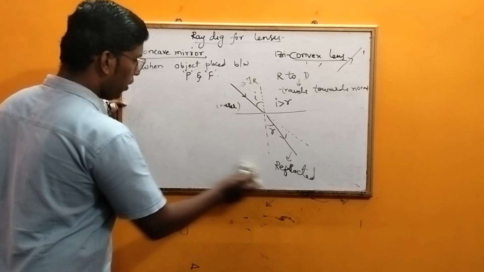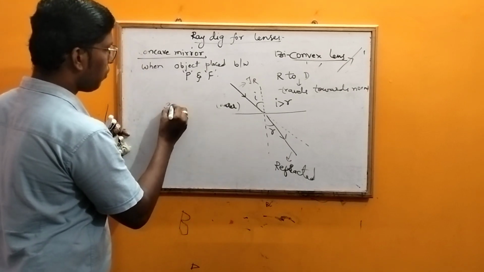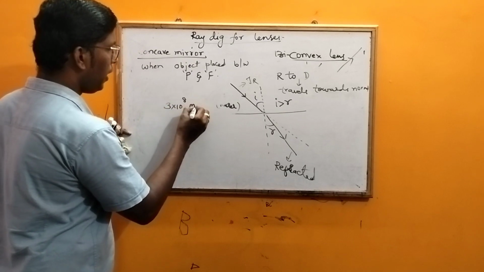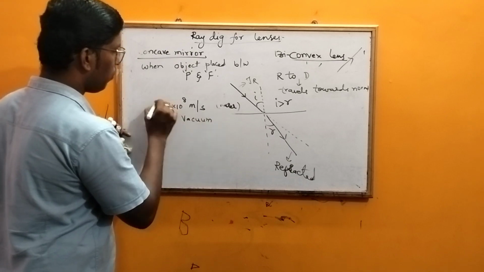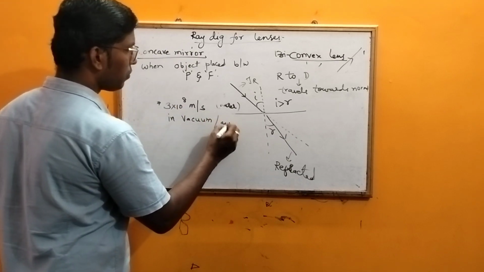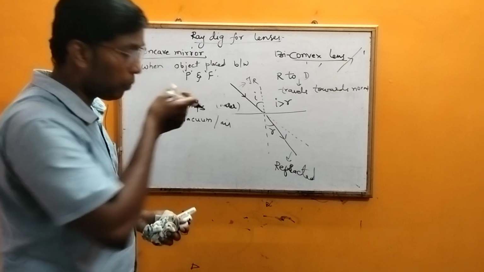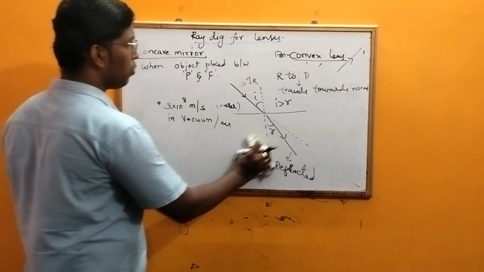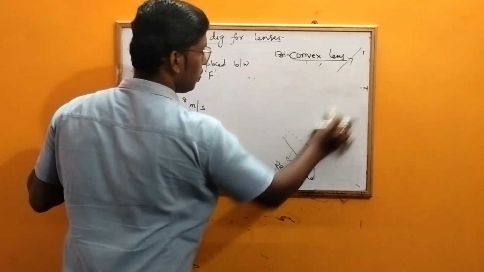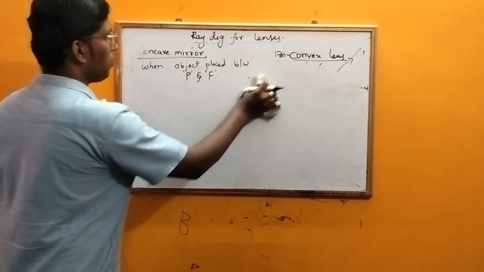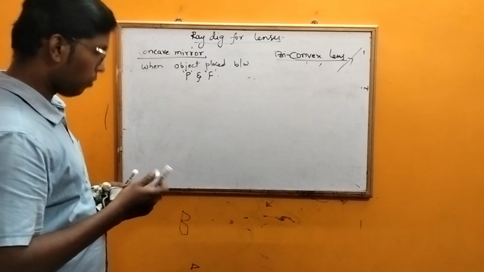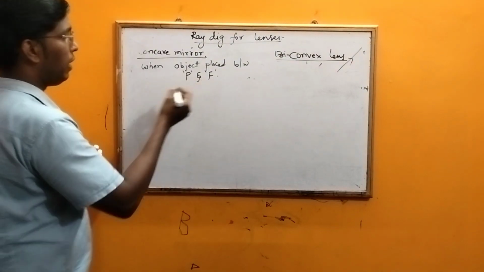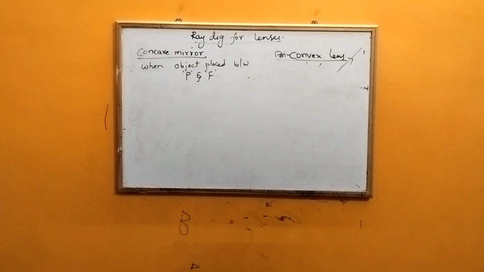And one more point, the speed of light. The speed of light is 3 into 10 to the power of 8 meter per second in vacuum or air. This is also one important point that you should remember. Speed of light in vacuum or in air, 3 into 10 to the power of 8 meter per second. Okay, fine. Now let us learn about the mirrors and lenses. Concave mirror, I'll just compare both concave and convex.